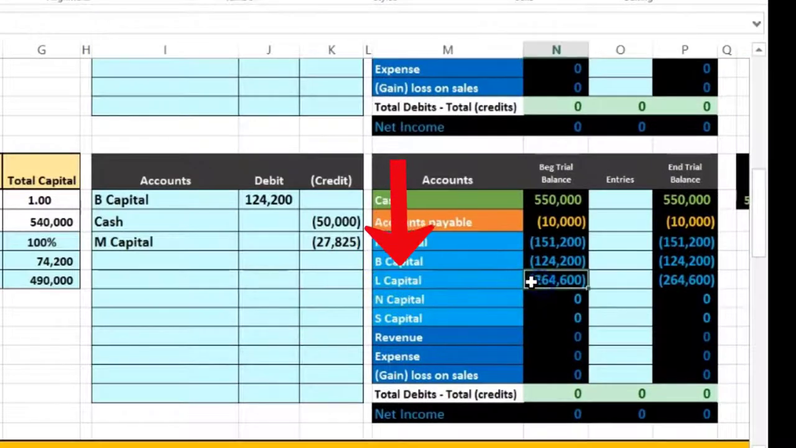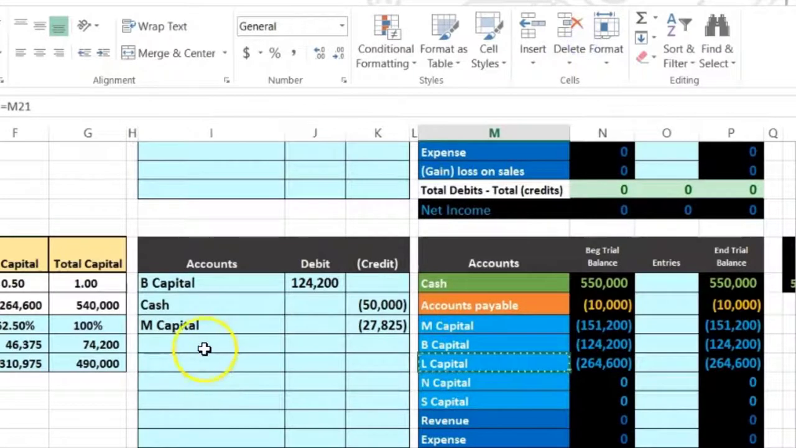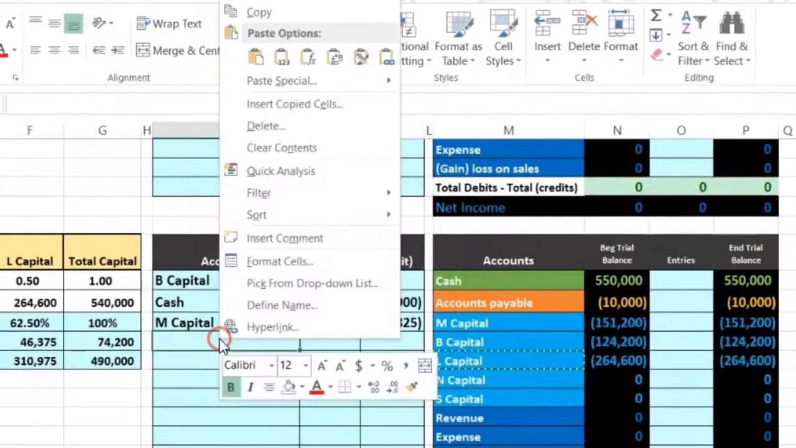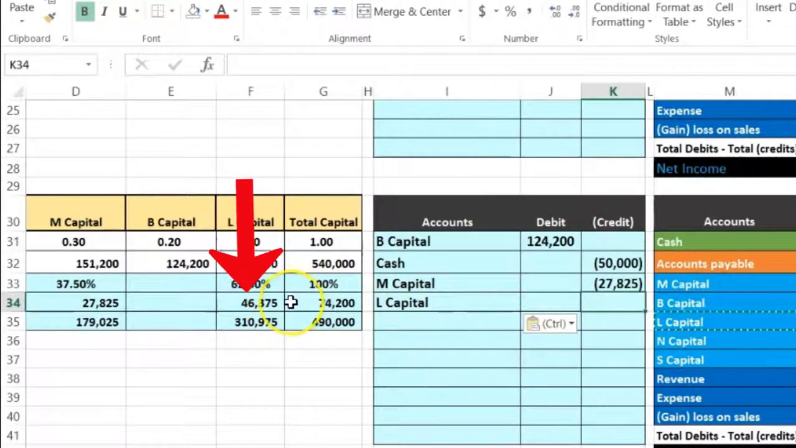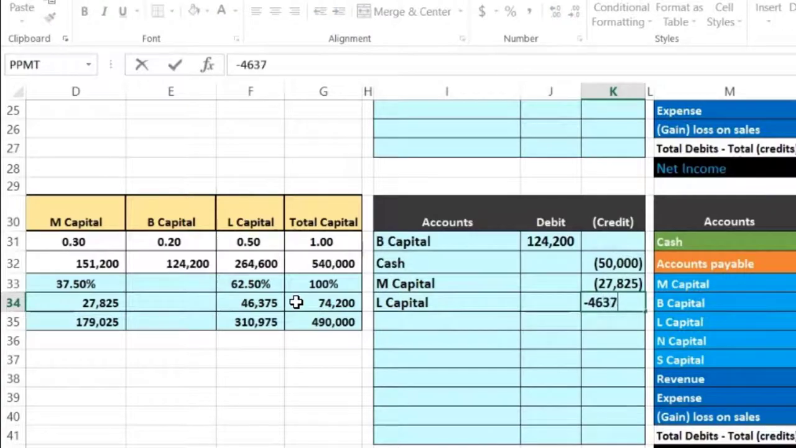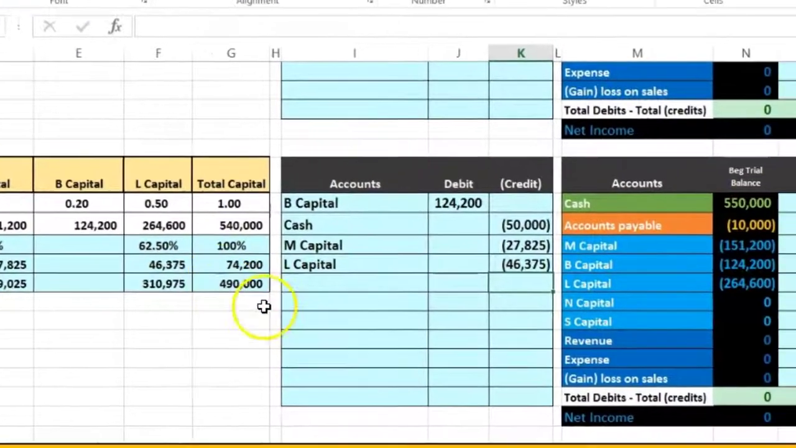L is going to go up. We have a credit balance here. It's going to go up in the credit direction. We're going to copy that. Put our cursor in I-34, right-click, paste, 123. And the amount will be for the 46,375. So negative 46,375. Now, before we post it, are we in balance?